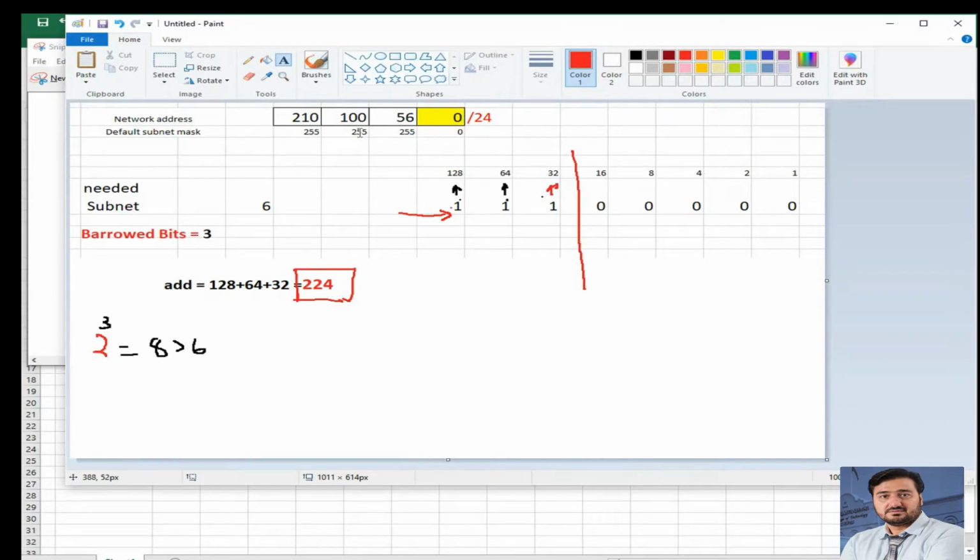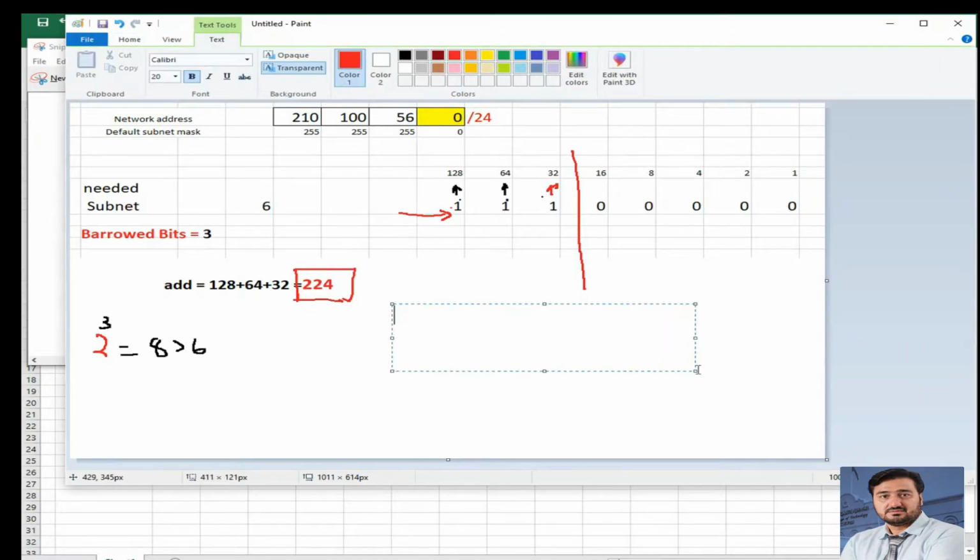So this is 255.255.255. Now the last value will be, yes, tell me, what is the default subnet mask now? 255.255.255.0. And now this is 224. So write 224. Sorry, this is your customized subnet mask. The default subnet mask is 255.